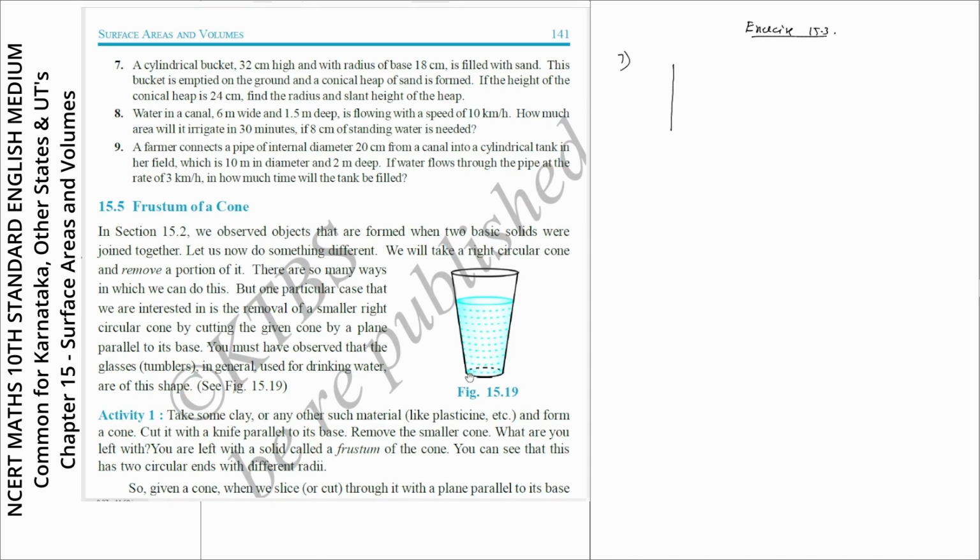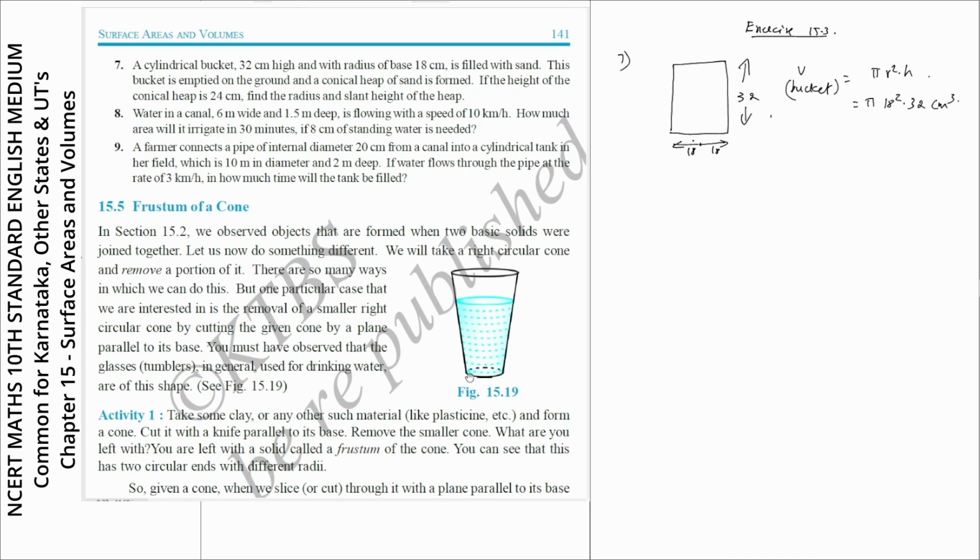So the bucket dimension is like this. It's 32 centimeter high and radius is 18 centimeter. That means from the midpoint it is 18. So now what is the volume of the bucket? Volume of bucket is given by area of the base, that is pi r square into h. So pi, what is r? r is 18. So 18 square into h. h is 32. This many centimeter cube is the volume of the bucket.